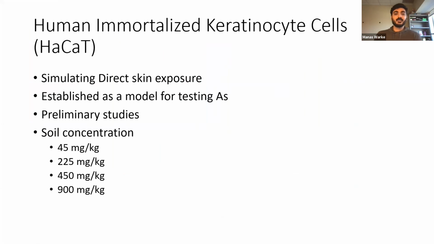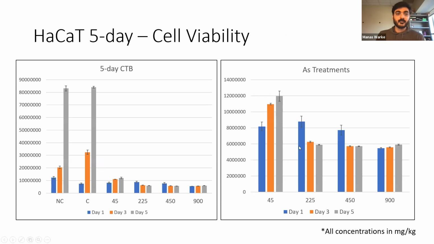So after having enough evidence that the model is working fine, we tried to look at the skin exposure by simulating what happens if we treat the soil arsenic on skin cells. We use skin cells first because it is the first organ that is exposed to arsenic in a contaminated site. And the soil concentrations were based on the 10-year accumulation of arsenic due to pesticides. And we use this HaCaT cell line because it is an established model for testing arsenic.